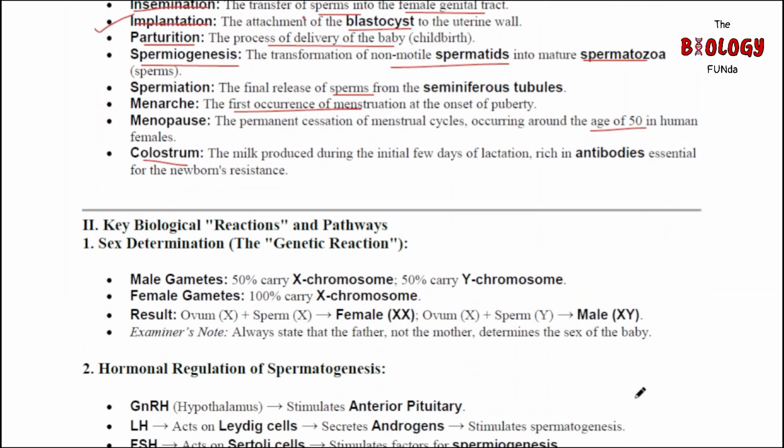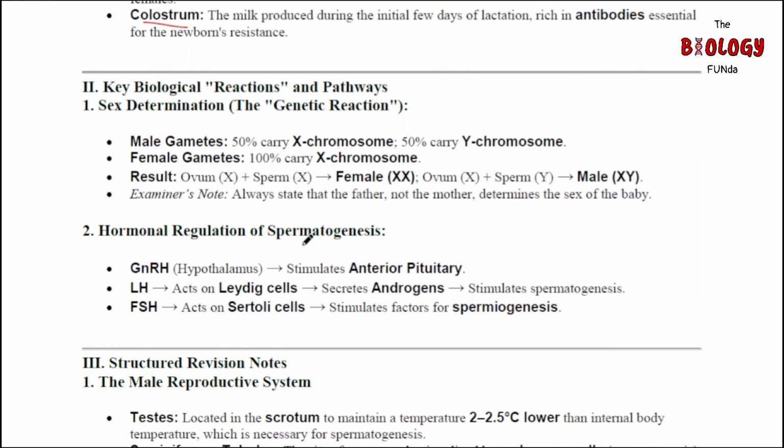Next, learn about the key biological reactions and pathways. First is sex determination. Now the sex is determined based on the father, because father carries 50% X chromosome and 50% Y chromosome. In female, all the ova carry X chromosome. So when an ovum which carries X chromosome and a sperm which carries X chromosome fuse, a female baby is born. When an ovum which carries X chromosome and a sperm which carries Y chromosome fuse, a male baby is formed.